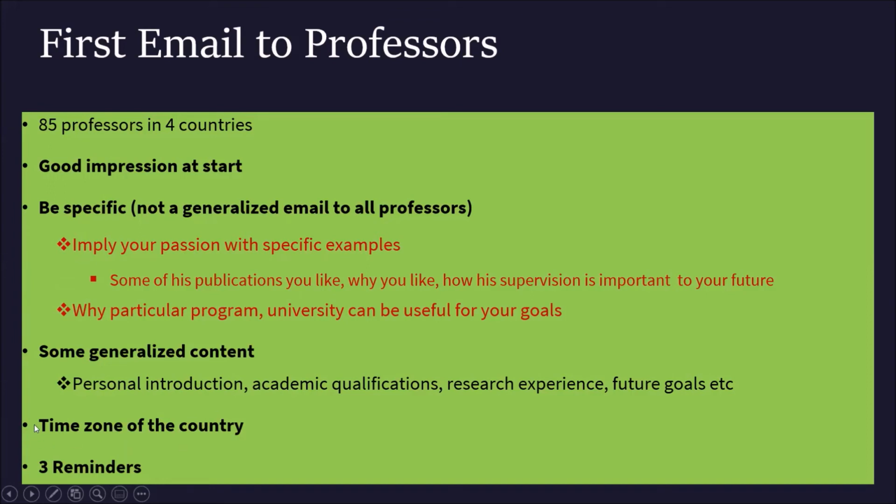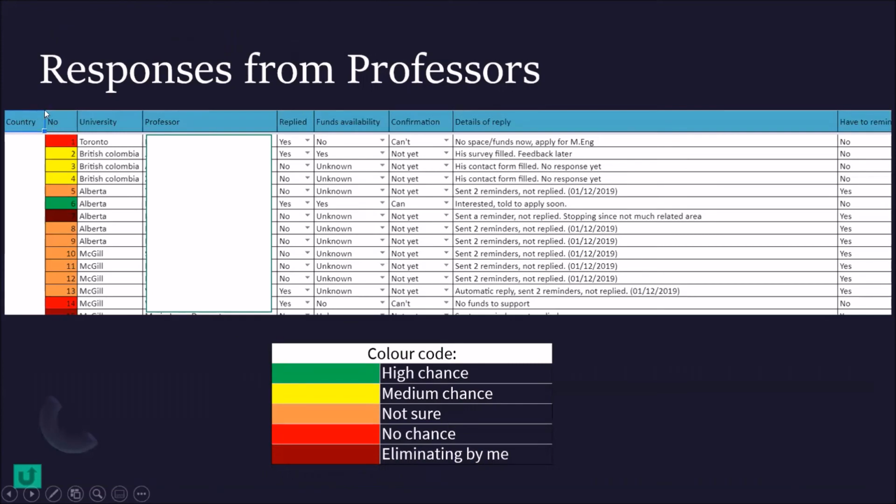I also had a habit of sending the first email to professors based on their time zone. I sent it early in the morning on their working days. Otherwise, they will have many emails, and my email might be missed. And if I didn't get a reply to my first email, I sent three reminders, one every week. You can see this Excel sheet here.